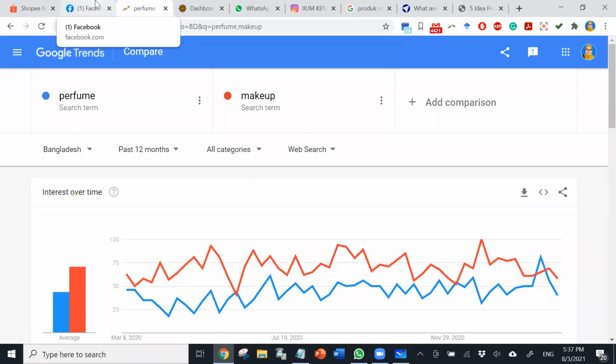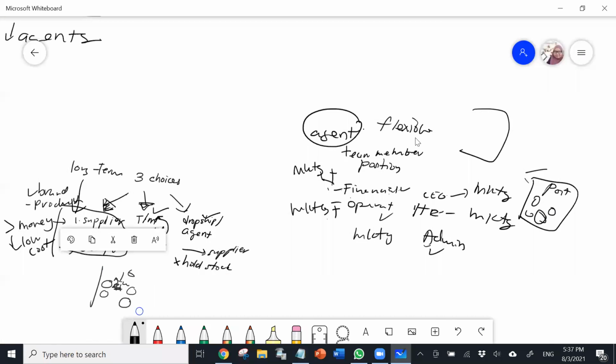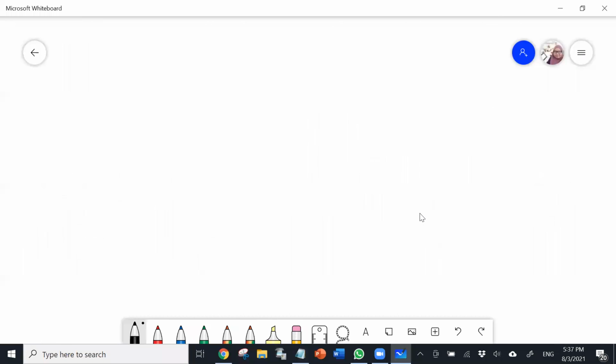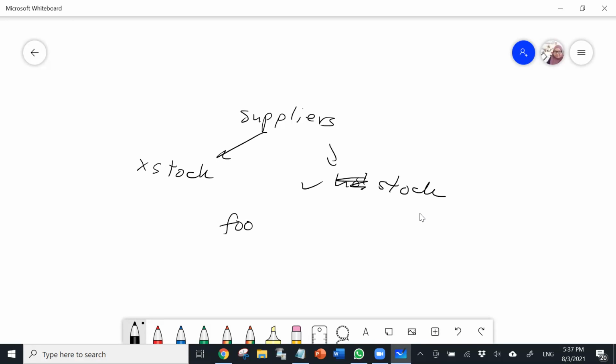Okay, suppliers, it can be two types of suppliers. Okay. If you want to find the suppliers, you must understand whether you want to hold stocks or you don't want to hold any stocks. For example, if you want to sell food during Ramadan, you can actually hold stocks. You can hold stocks, but make it, for example, maybe 100 packs per day for the first day of you selling.